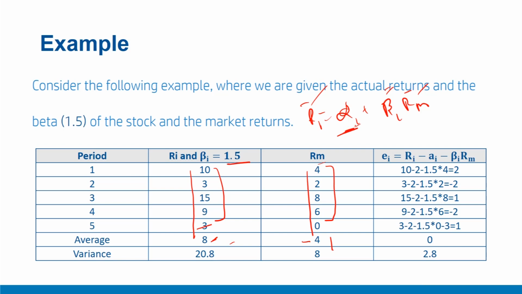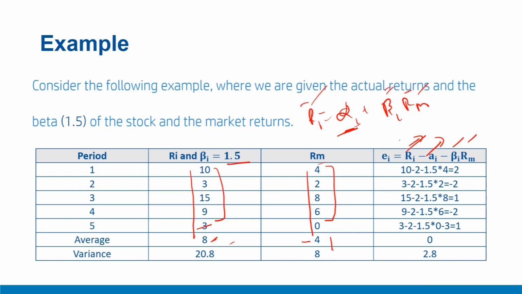Once you have the estimate of alpha i, you can then have all the entities known in this model, which is the actual returns Ri or predicted returns Ri minus alpha i minus beta i times Rm. You have Ri known, and this alpha i, or alternatively Ai, what we are referring to, is also known.